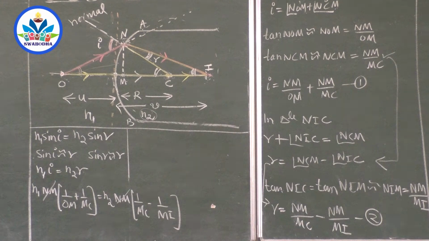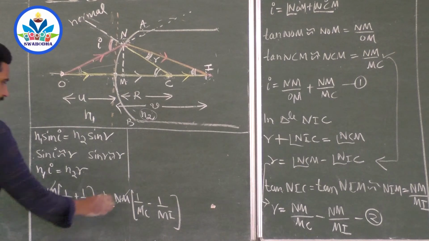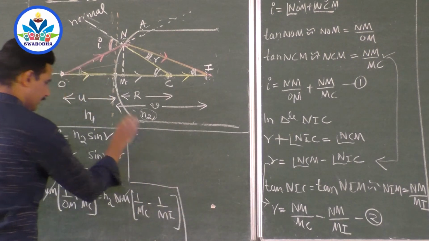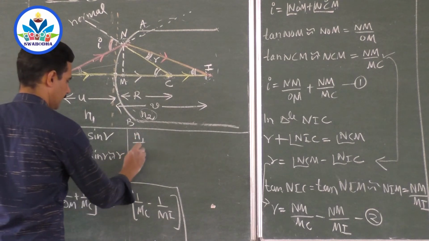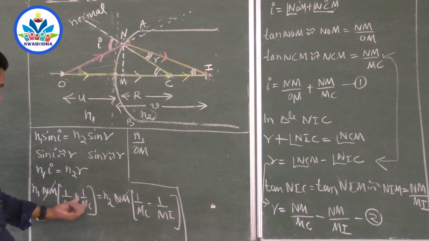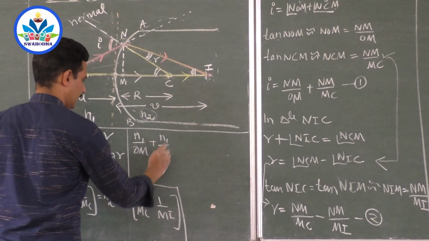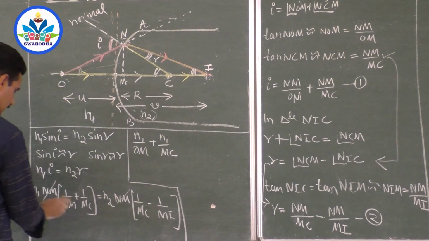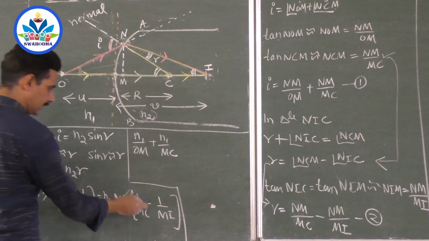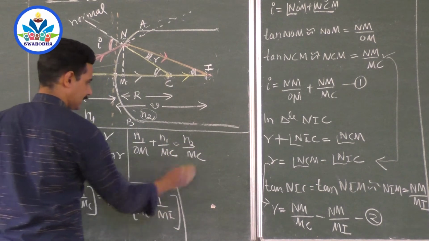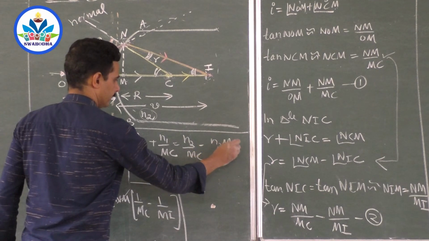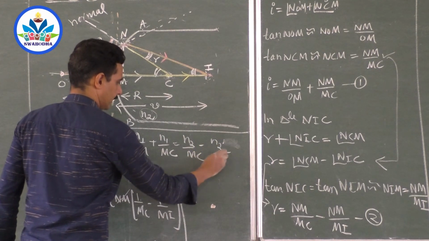Now if you rearrange this, or cross multiply it, I will write the cross multiplied answer here. n1 by OM plus n1 by MC is equal to n2 by MC minus n2 by MI.